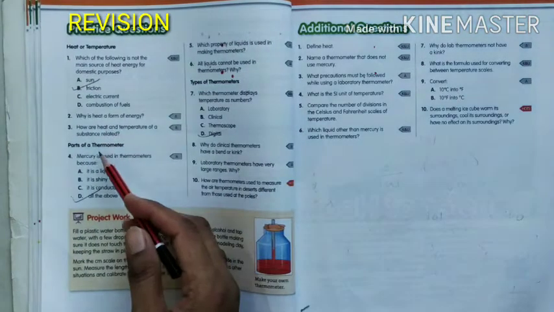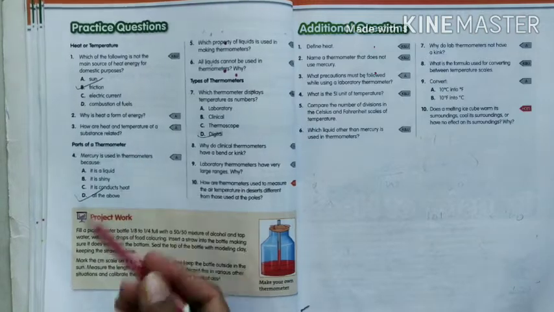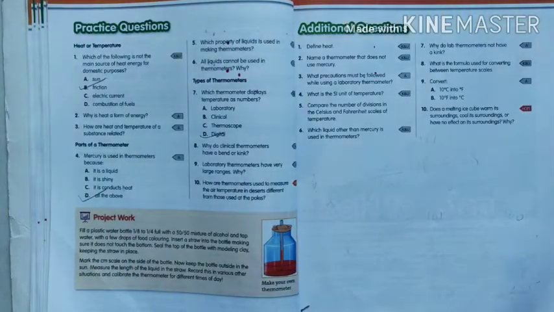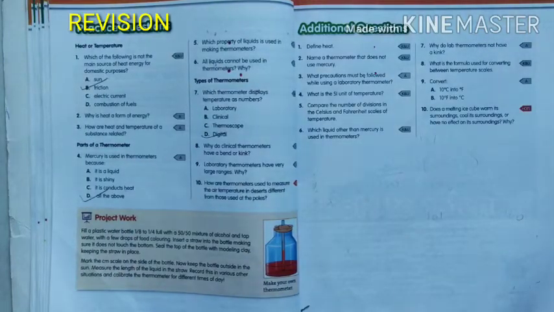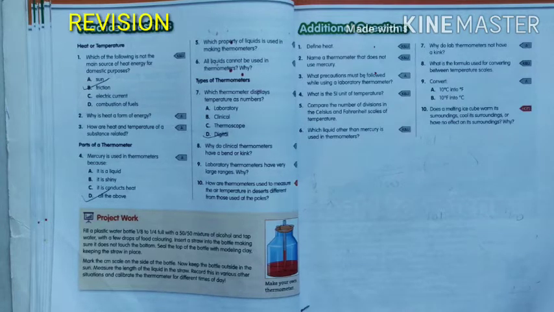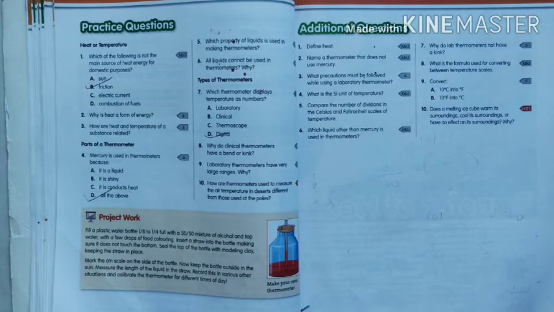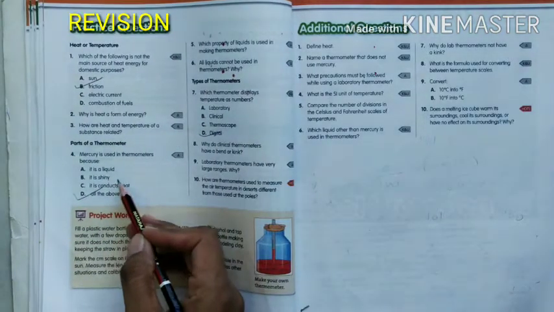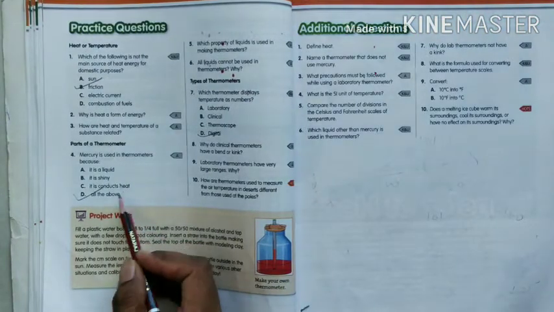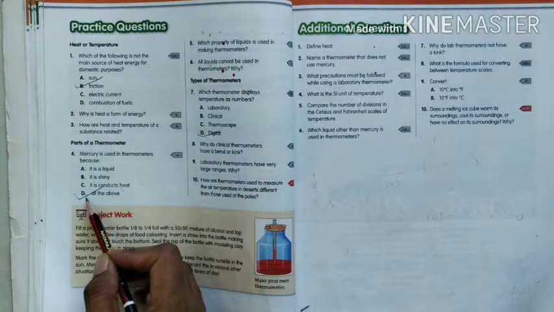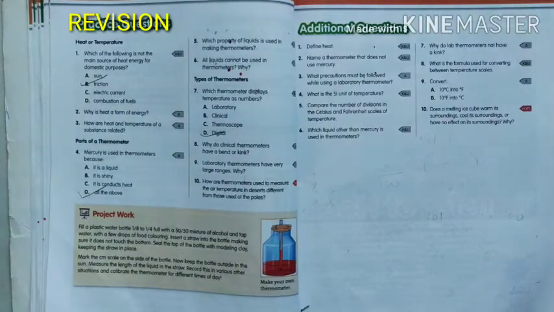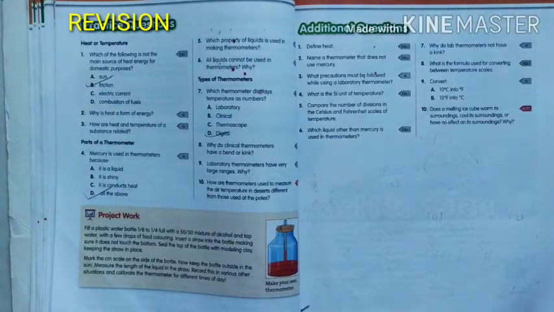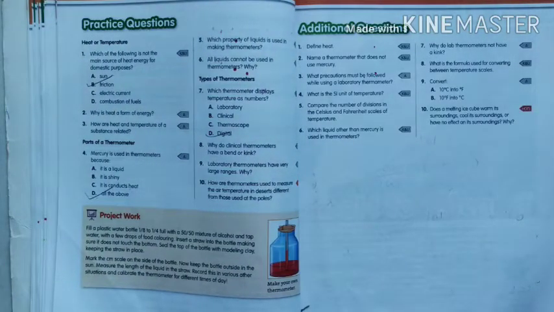And the third question, how are heat and temperature of a substance related? So heat is the energy that transfers from hot to cold things, while temperature is a measure of how hot or cold a thing is. Clear? And the fourth question, mercury is used in thermometers because it is liquid, it is shiny, it conducts heat. So the right answer is all of the above, which is option D. And fifth question, which property of liquids is used in making thermometers? So thermometers work on the principle of expansion and contraction at different temperatures.